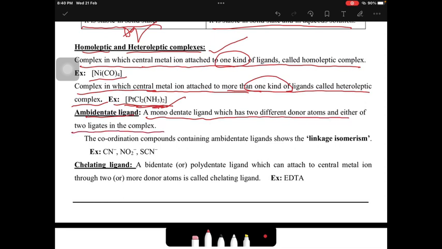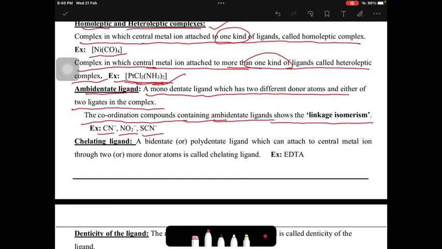An ambidentate ligand is a monodentate ligand which has two different donor atoms, either of which can ligate in the complex. The coordination compound containing an ambidentate ligand shows linkage isomerism. Examples: CN minus, NO2 minus, SCN minus.